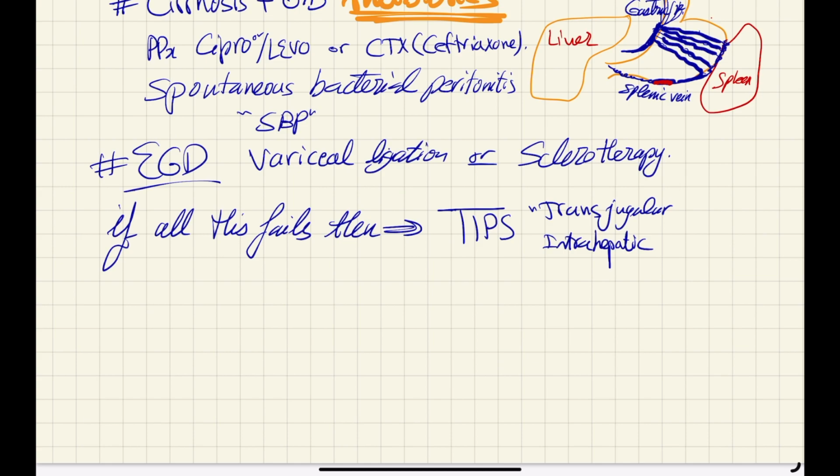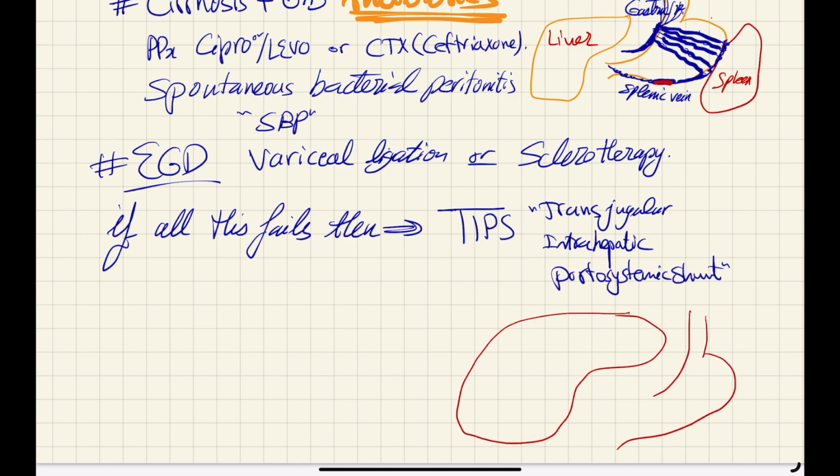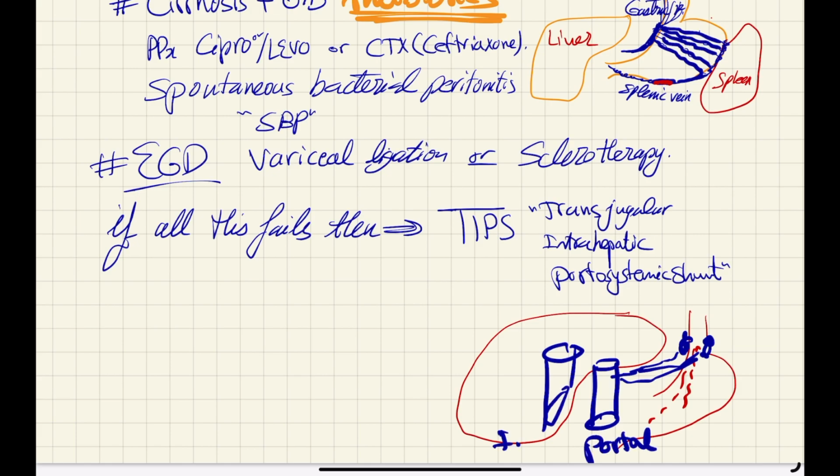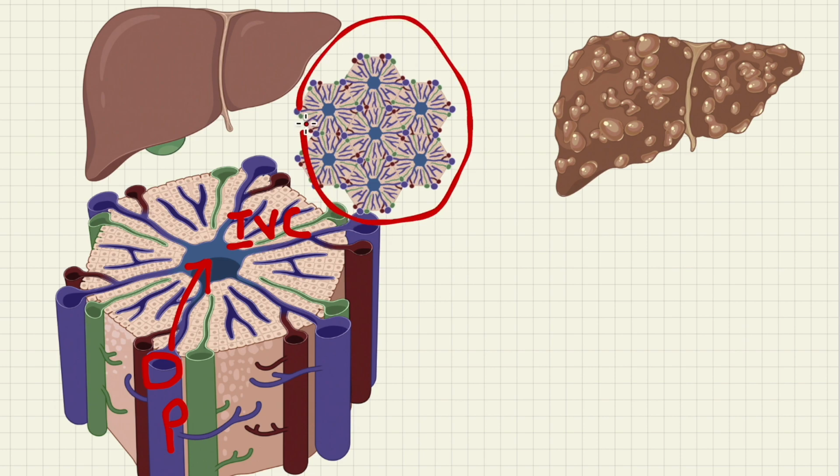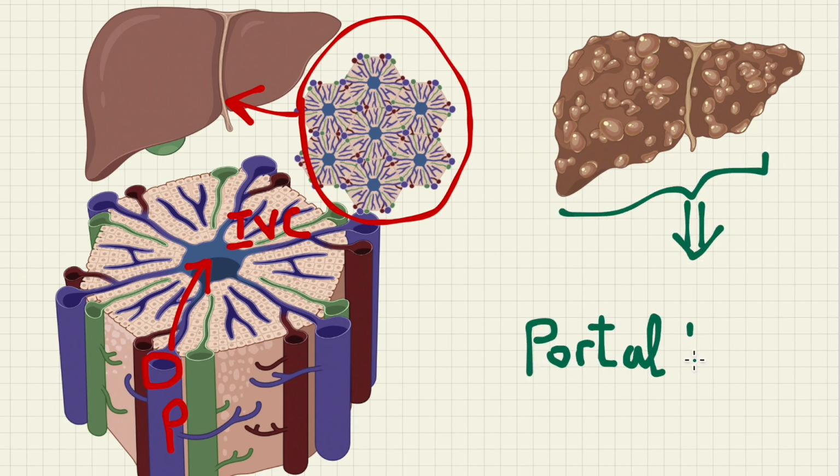The main idea of this procedure is to overcome the portal pressure by connecting the portal vein with the inferior vena cava, and this will allow blood to go from the portal vein into the inferior vena cava. What happens is the portal triad. In normal patients, the blood goes from the portal vein branch into the inferior vena cava branch. This structure is destroyed. You don't see these hexagons in cirrhotic patients, and this will allow portal hypertension to appear.